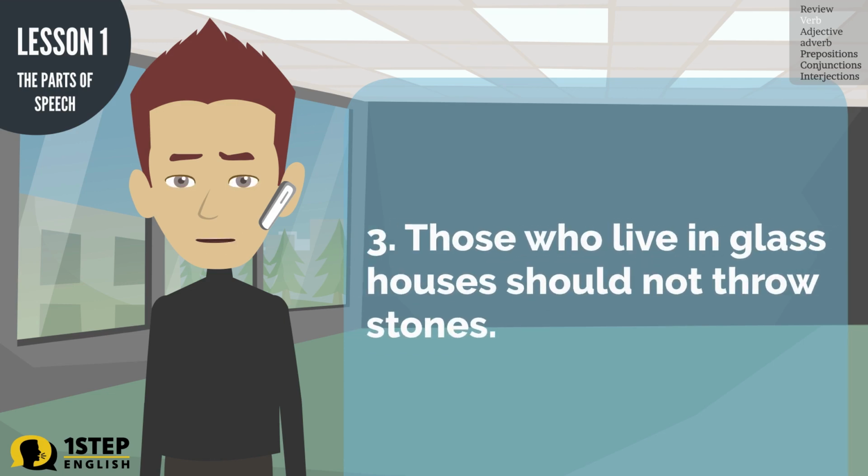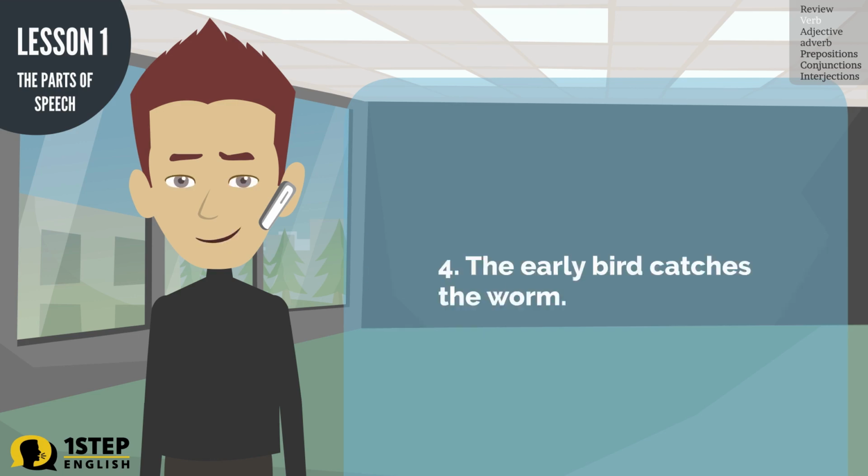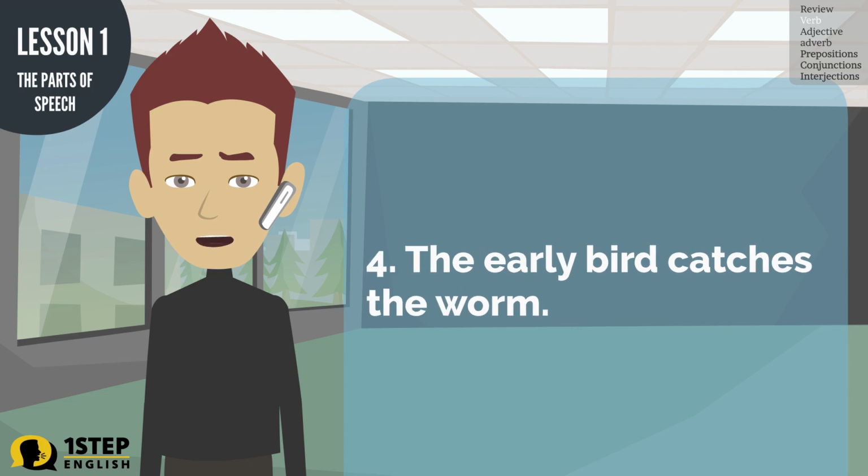3. Those who live in glass houses should not throw stones. Check your answer. Those who live in glass houses should not throw stones. The words live and throw function as the base verbs of the sentence, while the word should functions as the helping verb of the sentence. 4. The early bird catches the worm.